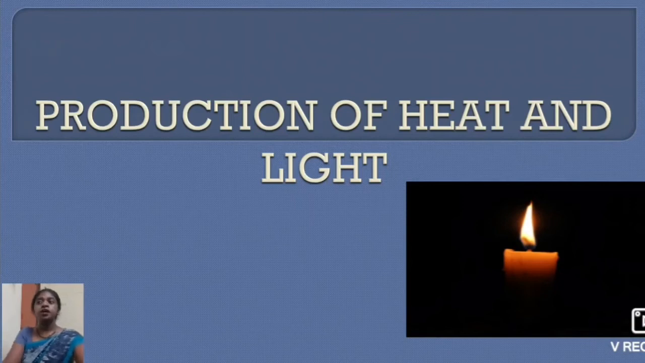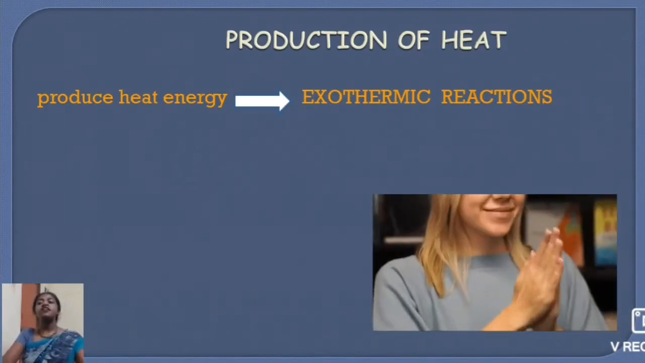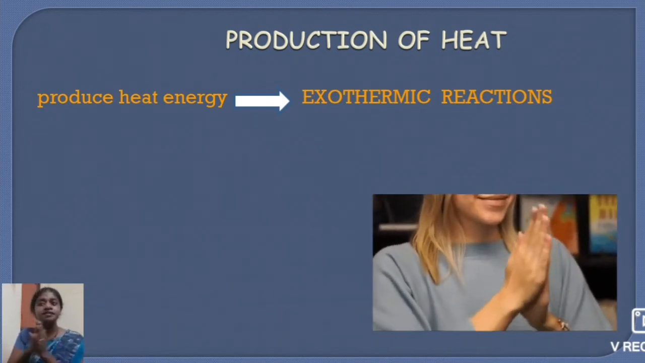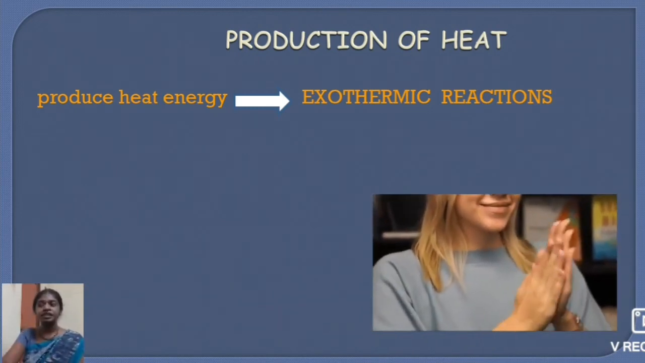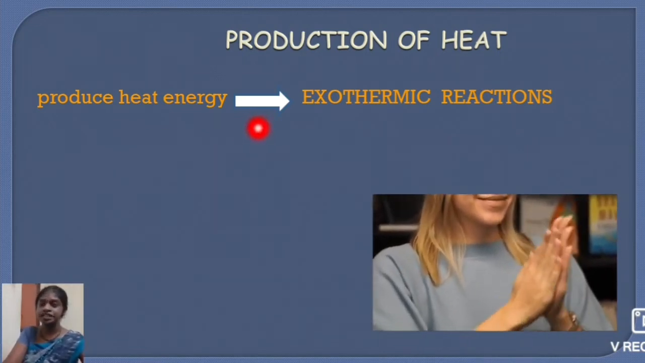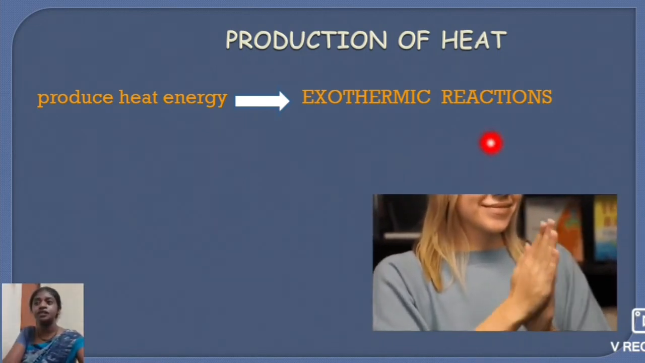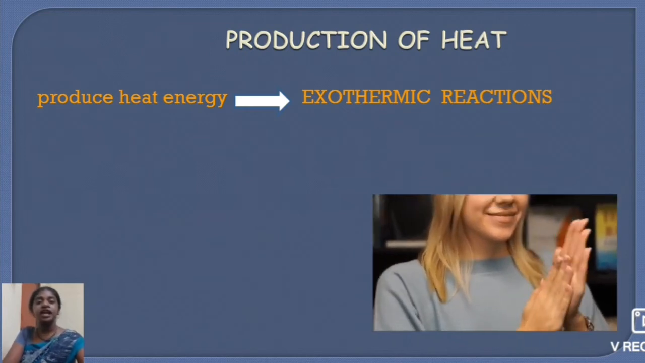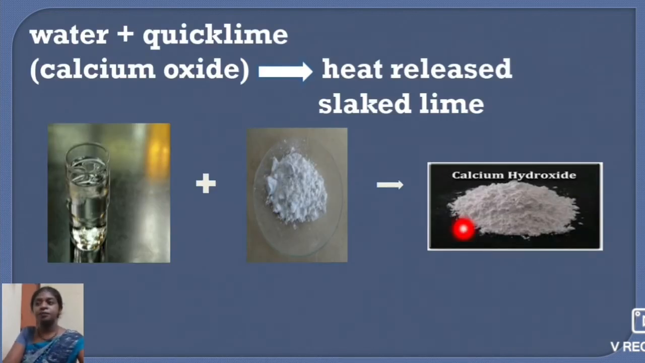The topic we are going to see now is about the production of heat and light. Have you ever rubbed your palms in winter season to keep yourself warm? Yes, chemical reactions also produce heat energy, and such a reaction is called an exothermic reaction. Let me give you an example. When you add water to quicklime, that is calcium oxide, a lot of heat is released to produce slaked lime.